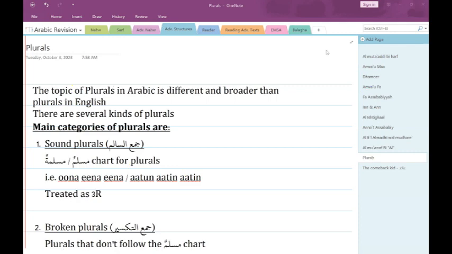Alhamdulillah. So today we're going to start with plurals. This is the last topic in advanced structures. Basically, what we need to understand about plurals in Arabic is that it's different and broader than in English. In English, you have your normal plurals and then your abnormal, irregular plurals. You have your regular plurals where you just add -es, like a house becomes houses. So that's what you have in English.